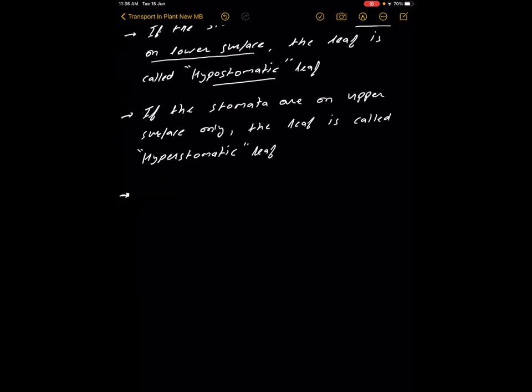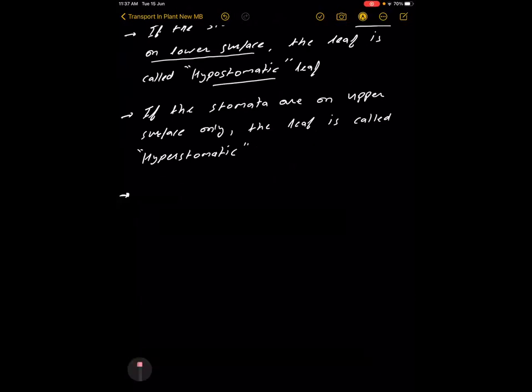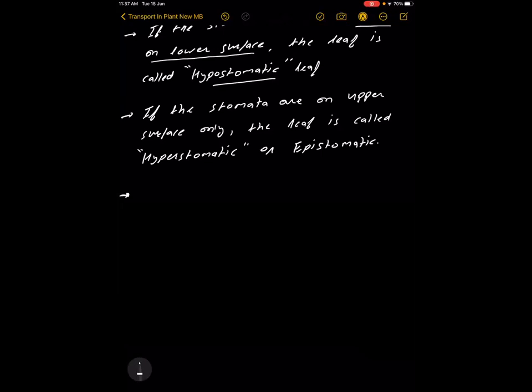If the stomata are present mostly on one side, another term is used. It is not only hyper, the term is epistomatic. That is more correct. Epi means upper side. Hypo means lower side. So it is not related with hypertonic solution or hypotonic solution.